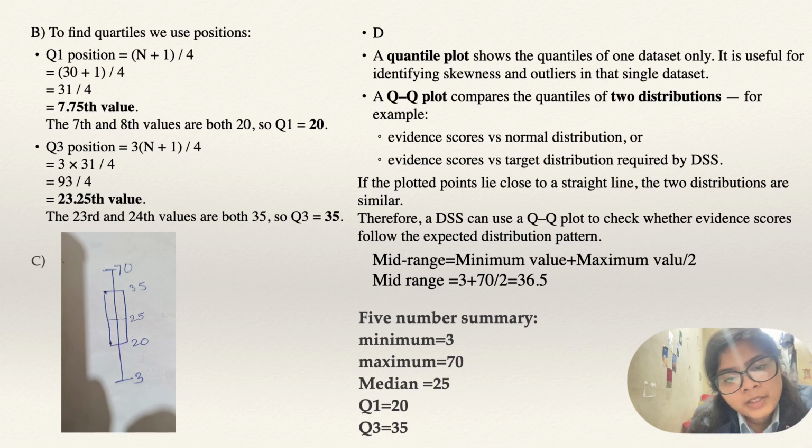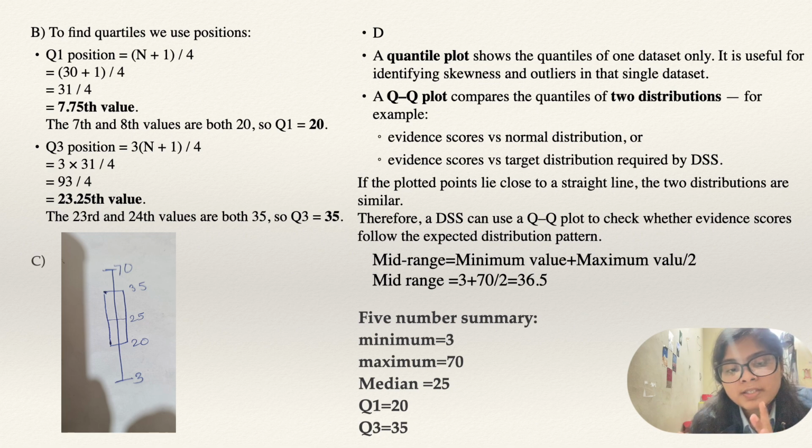And now we need to explain the QQ plot and the quantile plot. A quantile plot shows the quantiles of one data set only. It is used for identifying skewness and outliers in that single data set. So it is mainly used for outlier detection, while the QQ plot compares the quantiles of two distributions. For example, the evidence score versus a normal distribution, or the evidence score versus a target distribution.